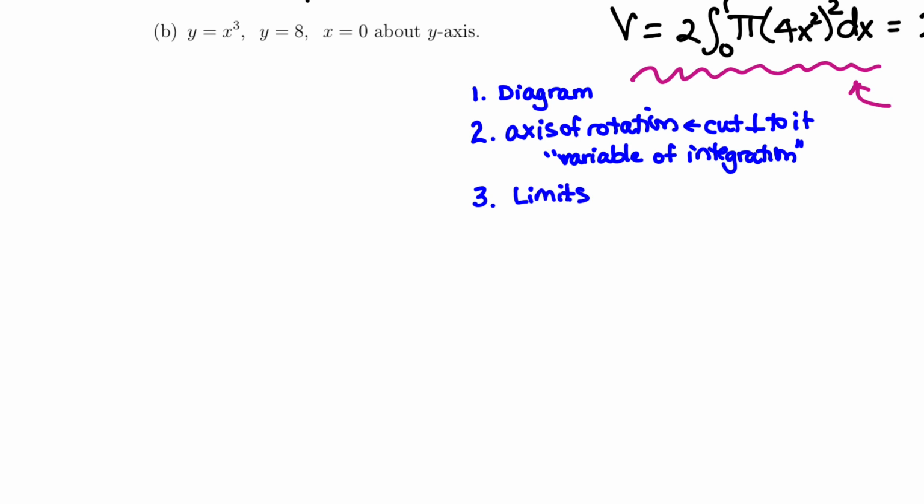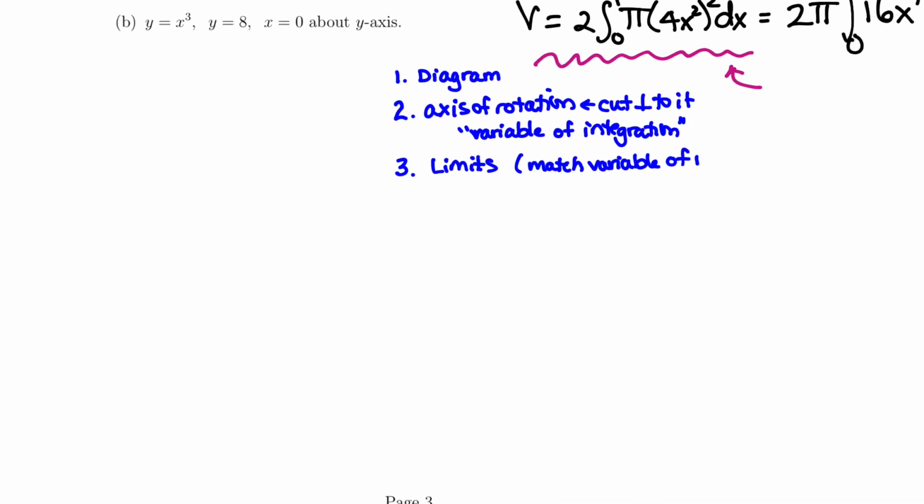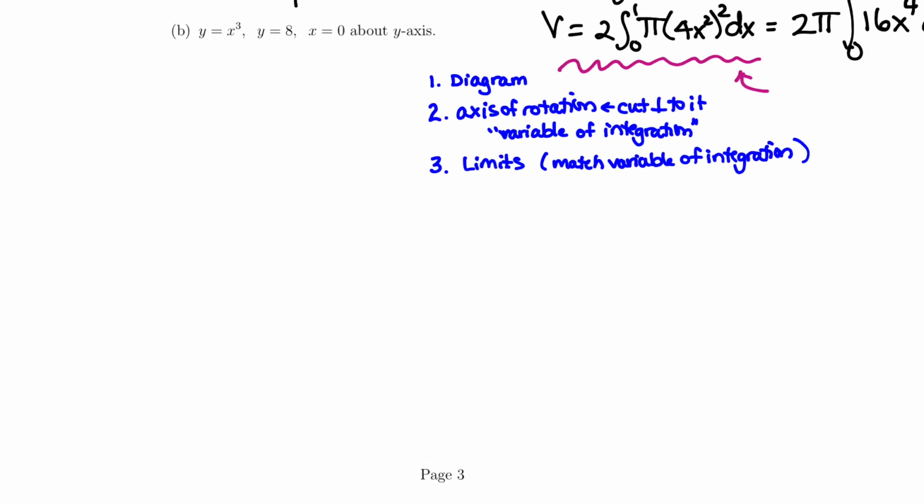The third thing then is the limits, and the limits should match your variable of integration. I'm telling you where students get hung up on these. First, they don't draw a picture correctly. Second, students will not give me the correct variable that you're integrating with respect to. If you're going to use a disc or washer method, which is what we're focusing on practicing right now, we're going to be cutting perpendicular to our axis of rotation, and therefore our limits will match that variable of integration. And then the last thing is to decide, am I getting a disc or am I getting a washer?